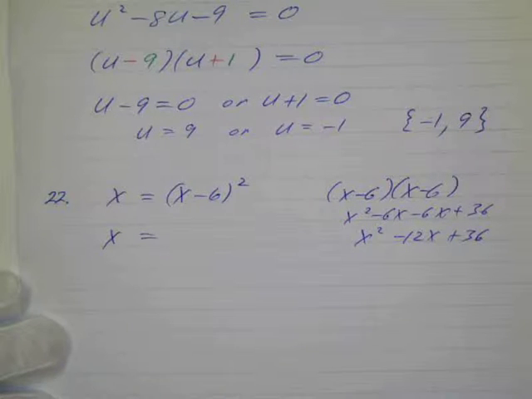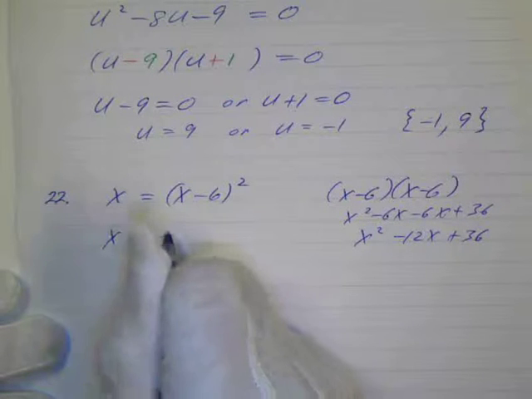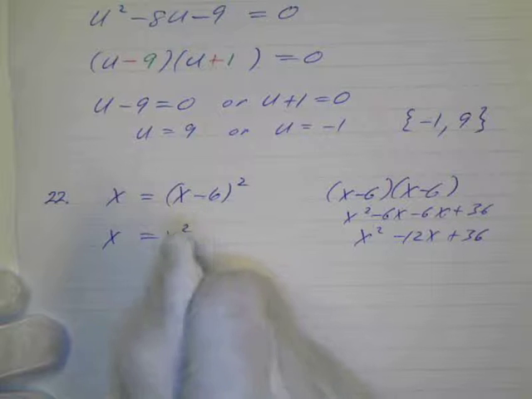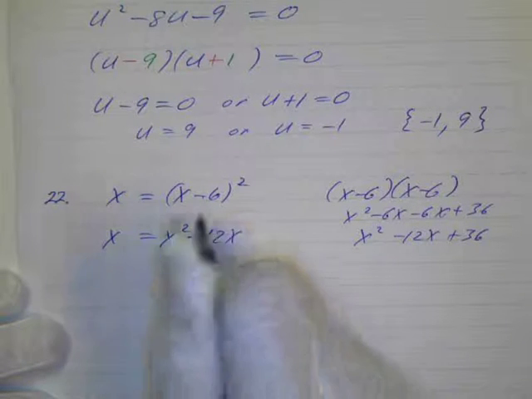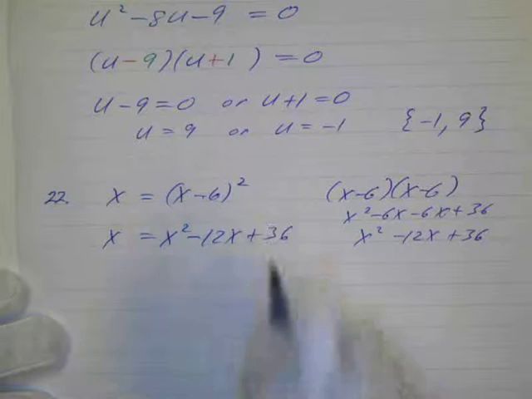Or if you just remember your form, you know it's going to be the first squared, this sign minus, and then twice the product. 6x times 2 is 12x. And this is always positive, plus 36. So you can write it like that.